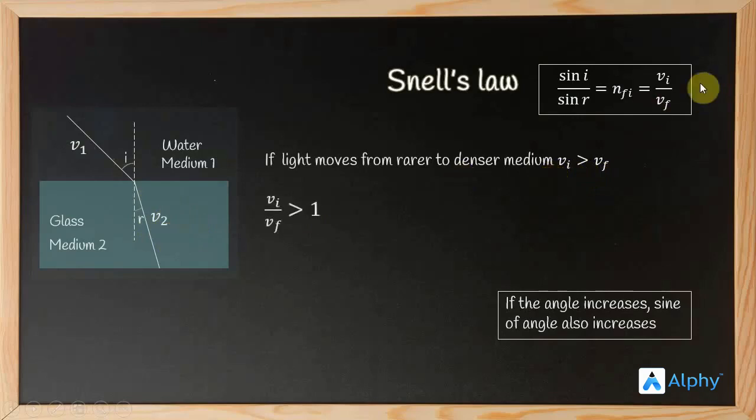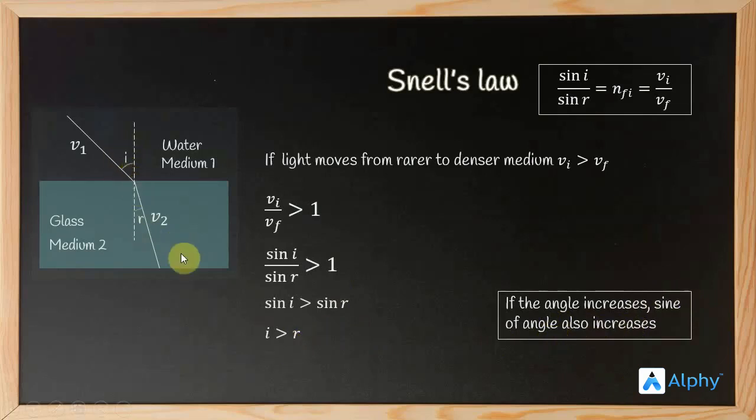So the ratio Vi by Vf becomes a bigger number divided by a smaller number, which would be greater than 1. So now we know that Vi by Vf is equal to sin i by sin r by Snell's law. So we can say sin i by sin r would also be greater than 1. Now this means sin i is greater than sin r. And since the angle increases, the sine of the angle also increases. You can say i would be greater than r. That is, i is greater than r.